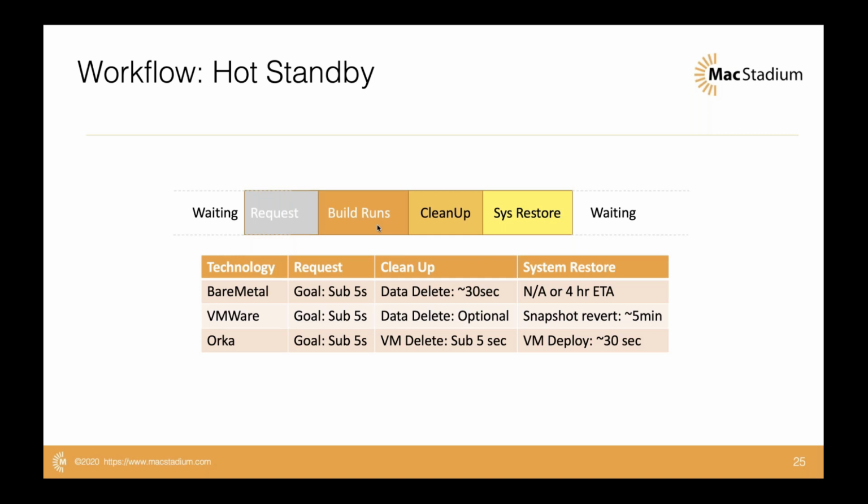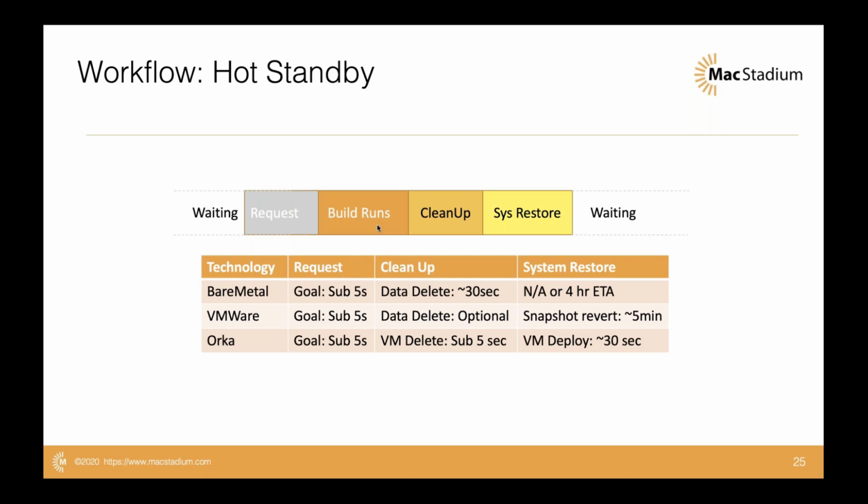Your goal is to service a customer in about 5 seconds from request, or pull, or PR, or merge, or whatever. And to do that, you do a cleanup or a system restore ahead of time. Very simple concept. Bare metals usually do a data delete, and if you have to do a system restore, that's an out of commission kind of thing. You try and do that in a maintenance cycle or something. If you're on VMware, you usually do a snapshot revert. That's the most stable way to do that, and it's about a 5-minute lead time. And if you're on the Kubernetes-based Orka, you're going to do a delete and deploy. All of these have equivalent functionality.